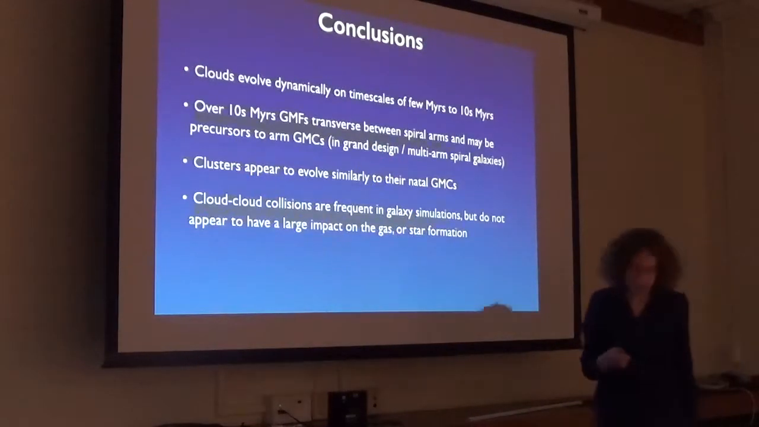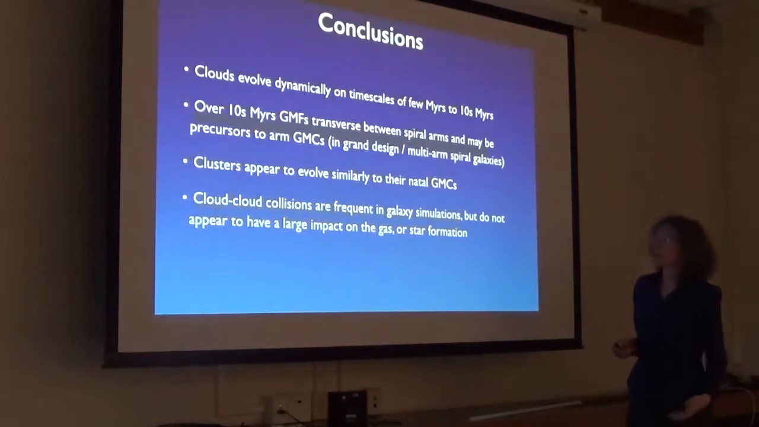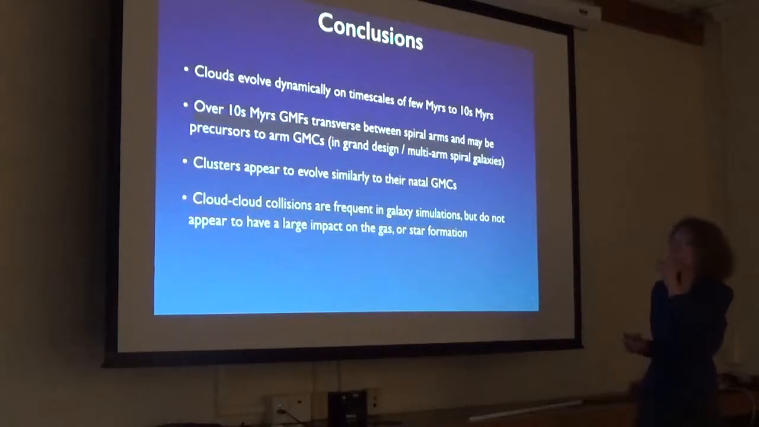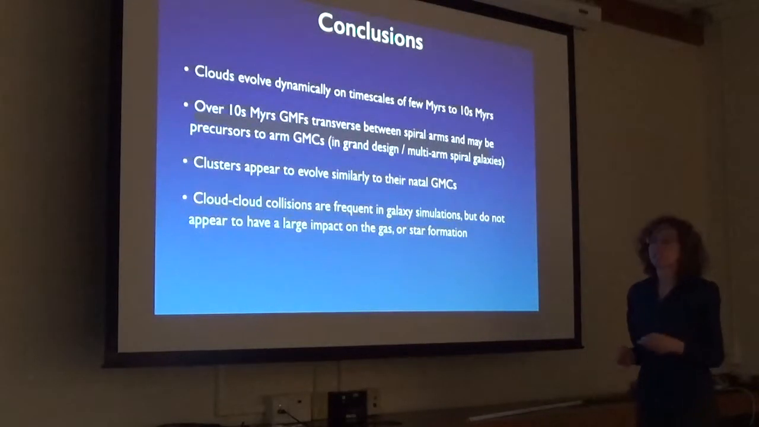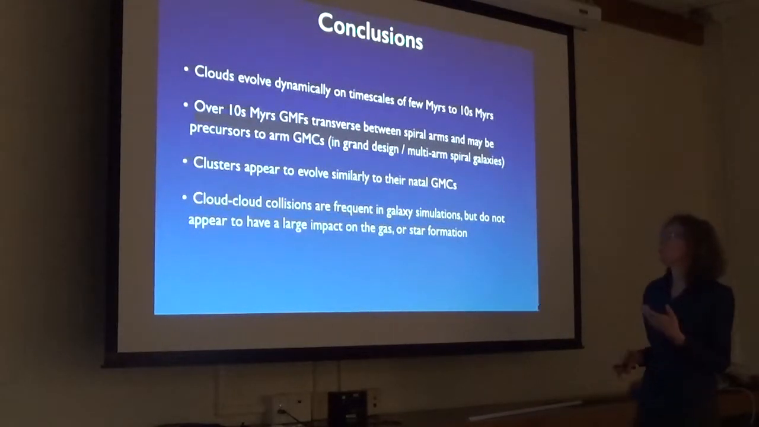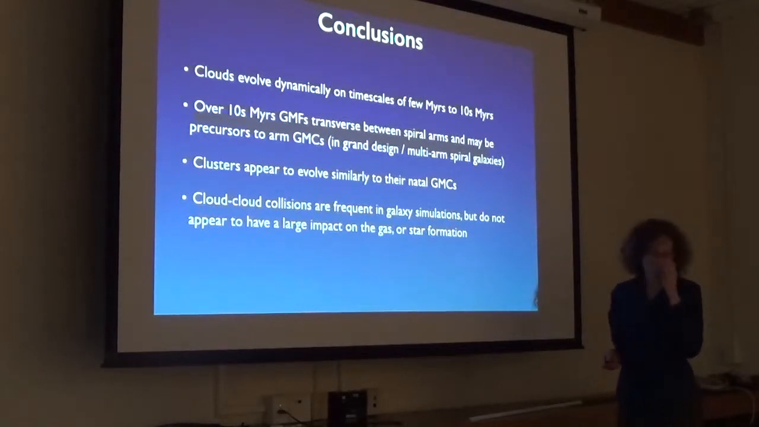Right, so that's everything I wanted to say. Just some conclusions: the clouds seem to evolve dynamically on quite short timescales, a few megayears to 20, 30 megayears. But we do see these filaments that survive between the arms on longer timescales.